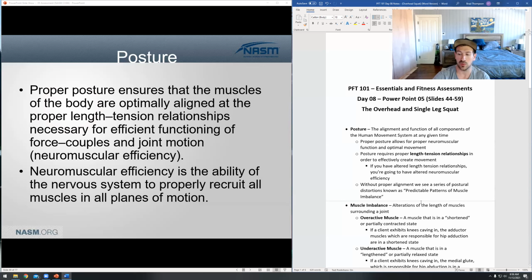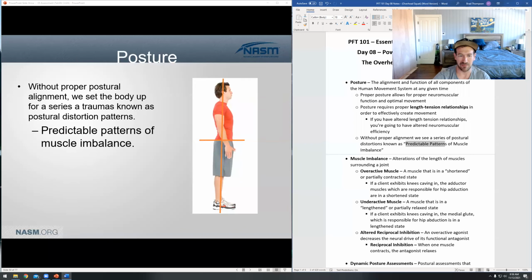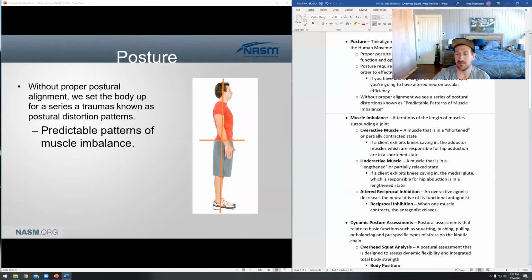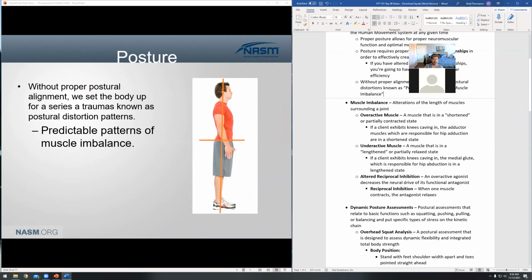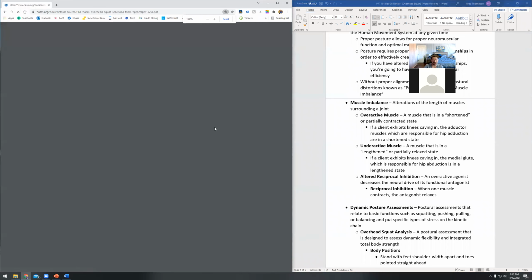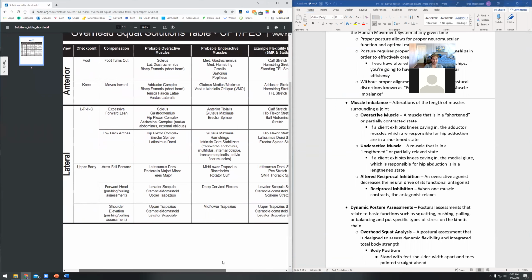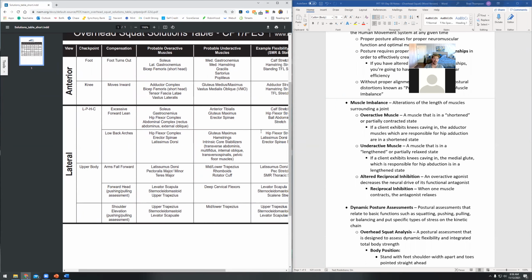And when we have that altered control, we're going to see what we call our postural distortions, which are the predictable patterns of muscle imbalance. Basically, this is how NASM has taken that table that I pulled up earlier: these are the very predictable patterns of imbalance, the things we'll commonly see: the feet turn out, the knees cave in, the excessive lean, the arching, the arms falling forward, the forward head, and the shoulder elevation.